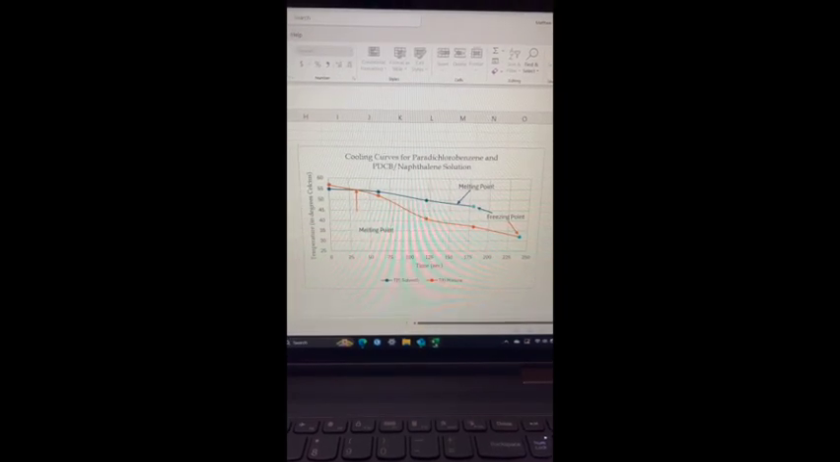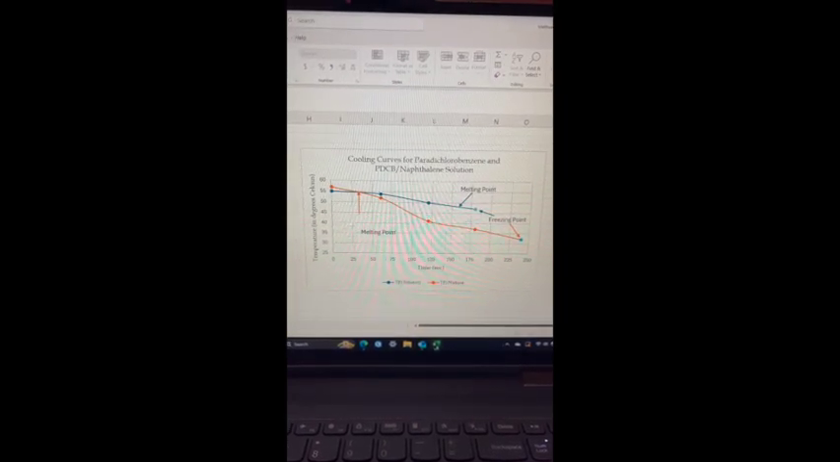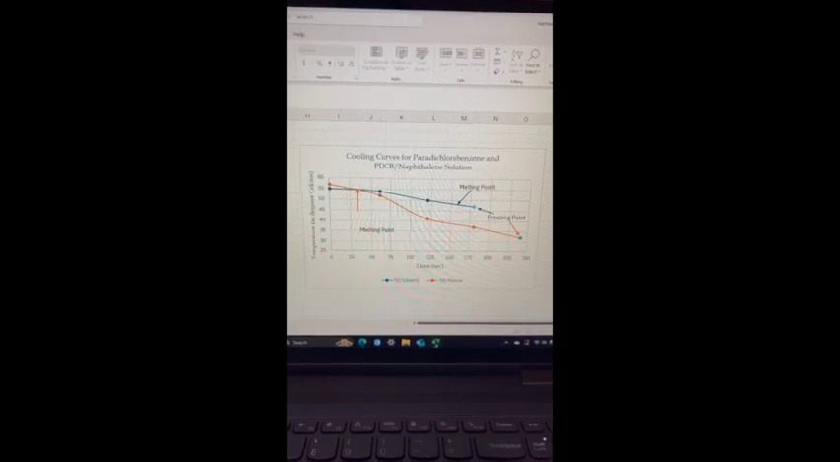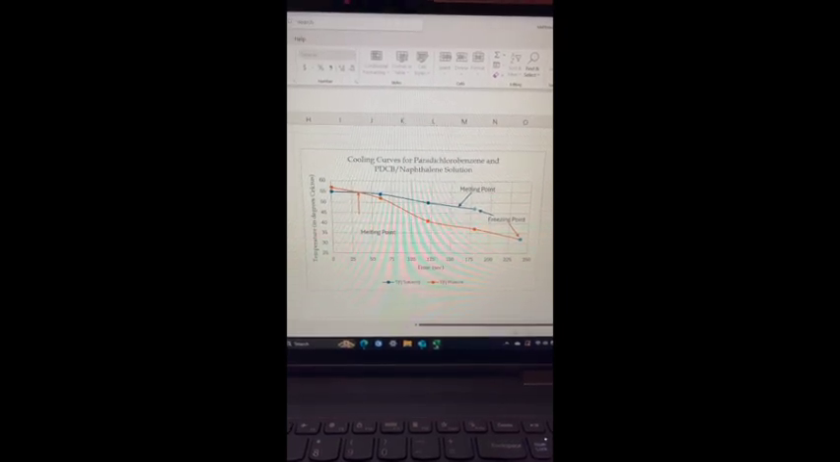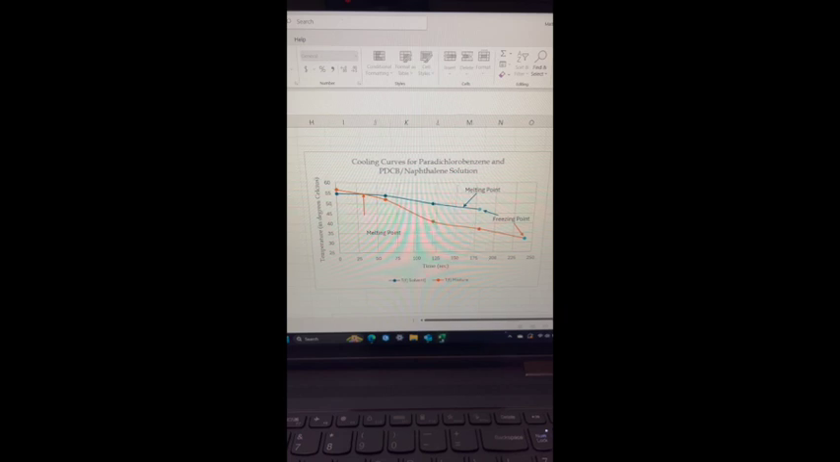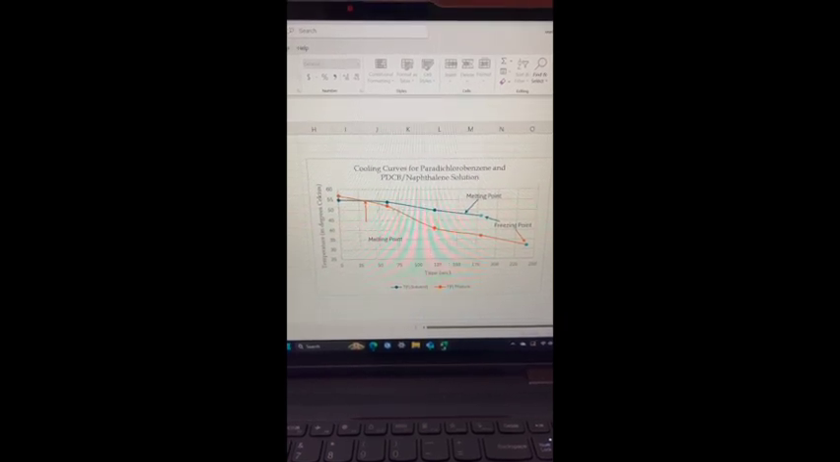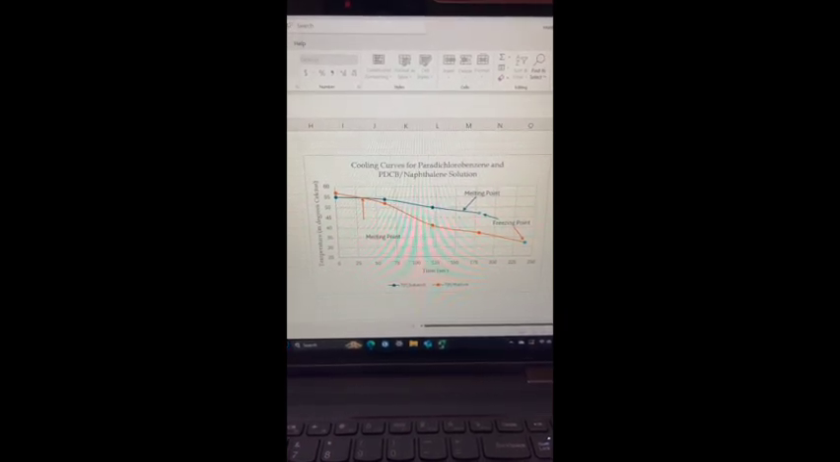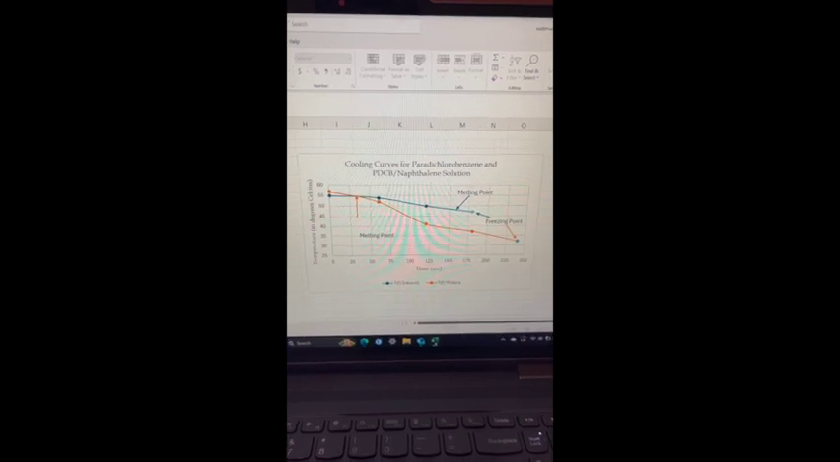And the blue line is the cooling curve for the solvent, the paradichlorobenzene. The freezing point was again that light blue dot. And the melting point was where that blue arrow is.